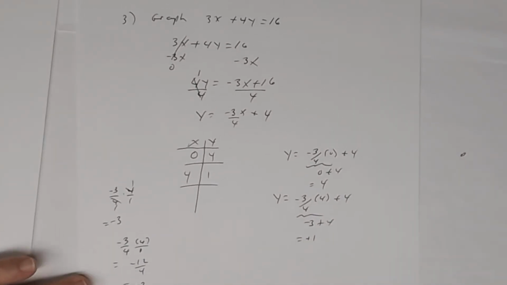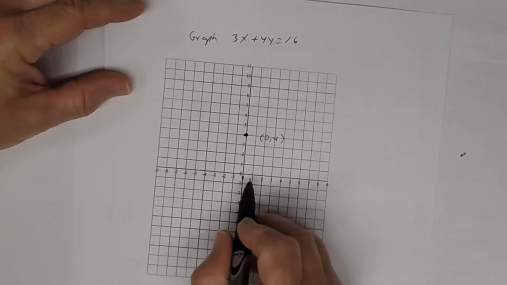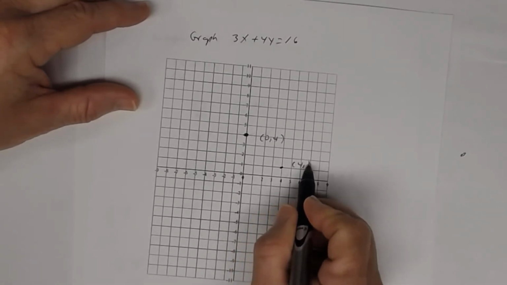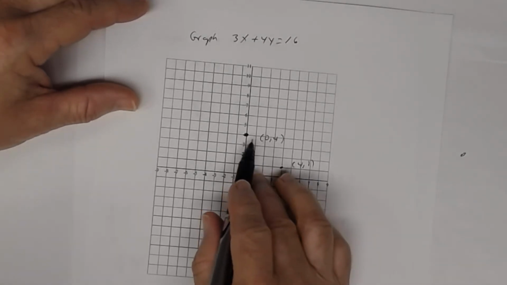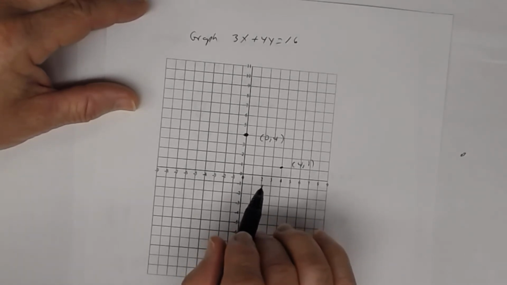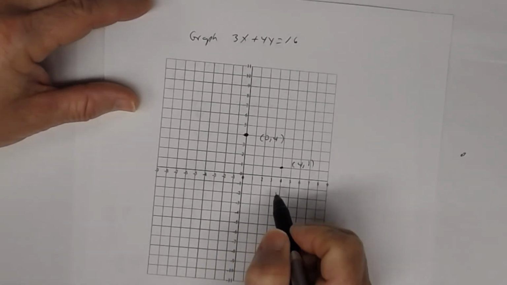So we're going to plot that. We're going to go back to the graph, go to the right 4, and then up 1. Now do not just use 2 points, because one of these could have been incorrect. Both of those could have been incorrect, right? So find one more point. It's very easy. It takes less than 30 seconds to find another point.